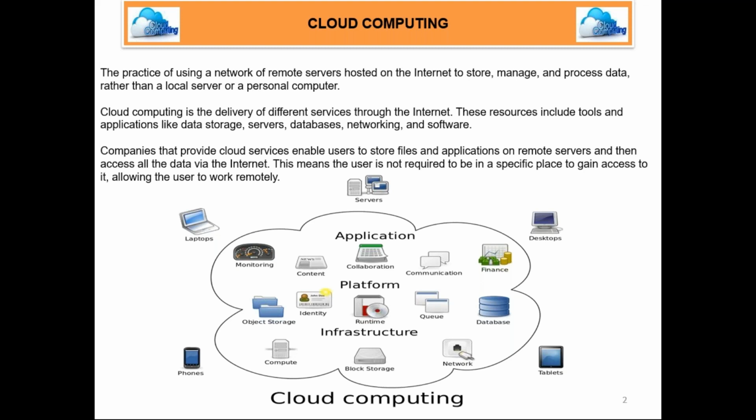Cloud computing is the delivery of different services through the internet. These resources include tools and applications like data storage, servers, databases, networking, and software. Any application you take has three layers. The first layer is your infrastructure. If we have to install any application, we first need enough space to install it, such as a server or data storage. That is the storage you are accessing. That means the infrastructure is all about the storage of the application.